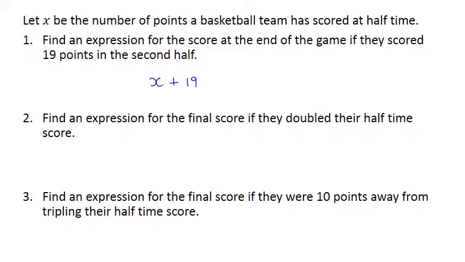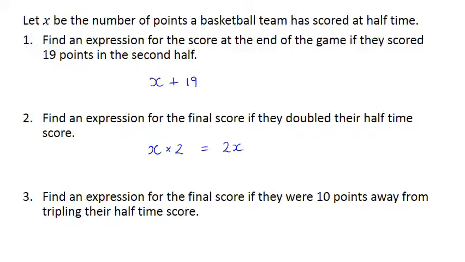Number 2, find an expression for the final score if they doubled their halftime score. Now, if X is their halftime score and they're doubling it to get their final score at the end of the game, doubling means multiplying by 2. X times 2, which we can write, of course, leaving out the multiplication sign, as 2x. The number should always go in front of the pronumeral.